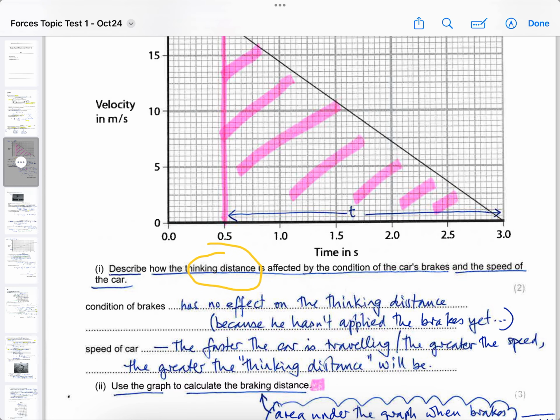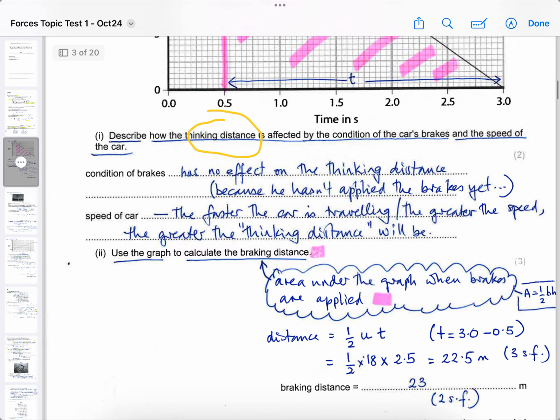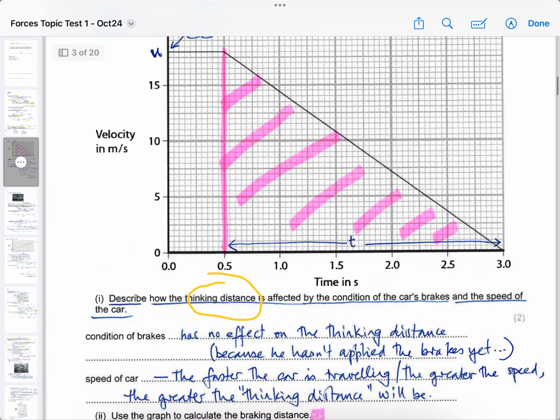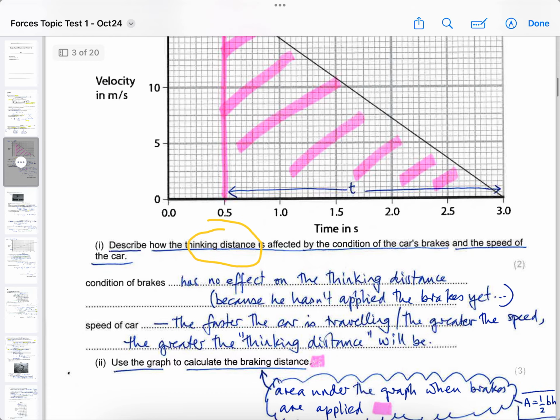So the thinking distance will be greater the faster the car is traveling. Okay, so I hope that makes sense to you. Use the graph to calculate the braking distance. The braking distance is the pink area I've highlighted in pink. So braking distance is the area of a triangle.